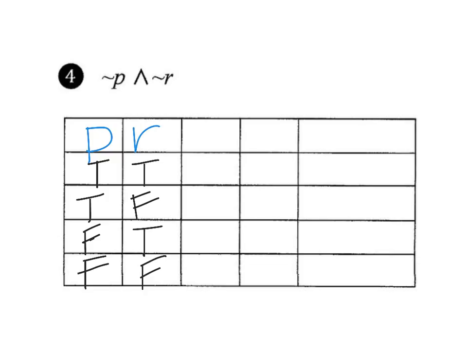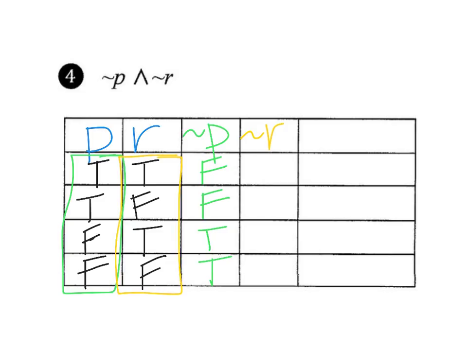Now, we do have two negations. We have not P and we have not R. So for not P, we're going to look at these truth values and do the opposite. So the opposite of true is false, opposite of true is false, then we've got true, true. Now for not R, we're going to look at these values and do the opposite. So the opposite of true is false, opposite of false is true, opposite of true is false, and then true.